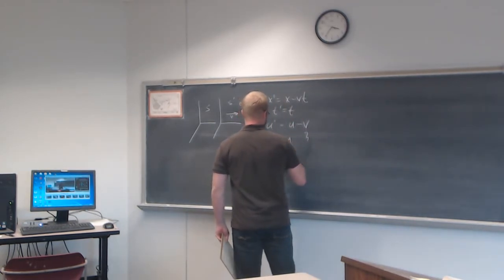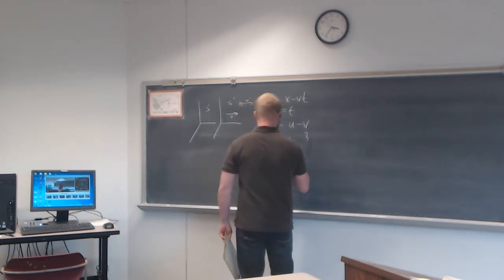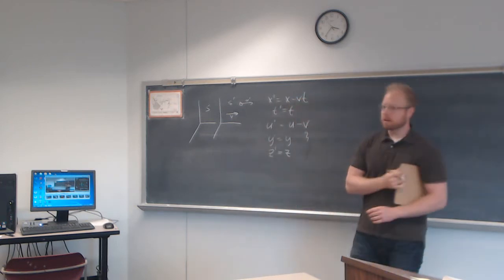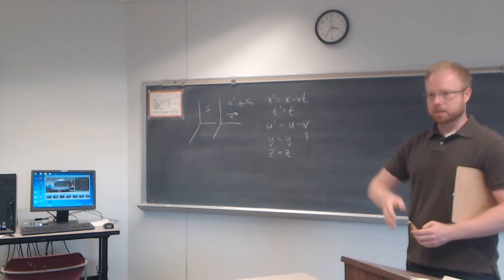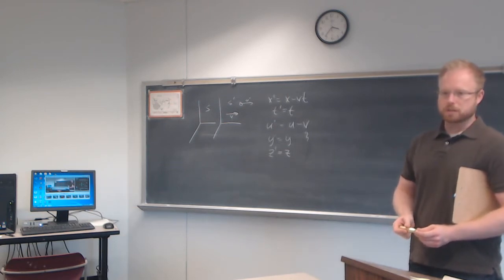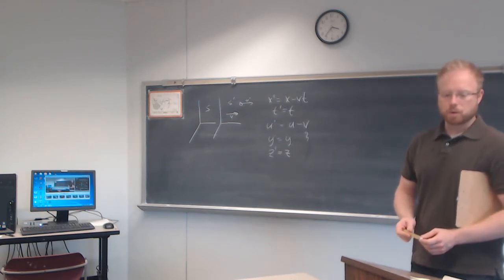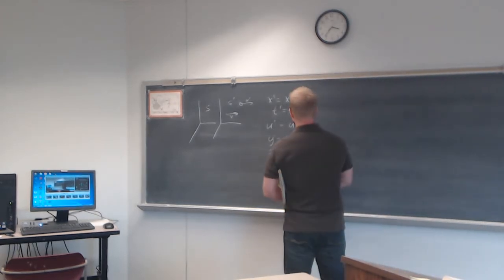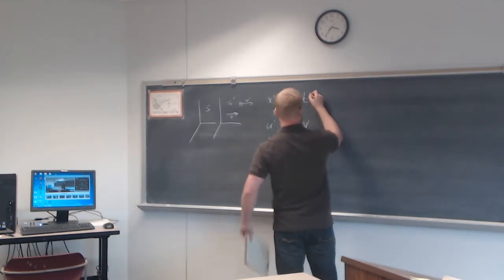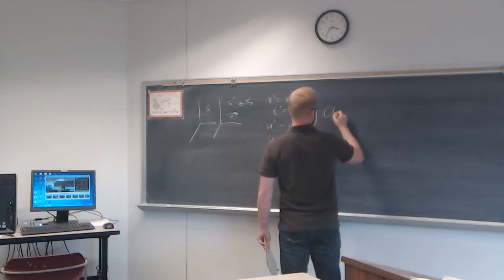Now, things to also mention that we didn't really cover. y prime is equal to y, and z prime is equal to z. Any time you have coordinates that aren't changing with respect to motion, they're just going to be the same. There's no change in those. So that's nice and handy. We only have to worry about the ones where we're moving. These are all known as classical transformation equations.